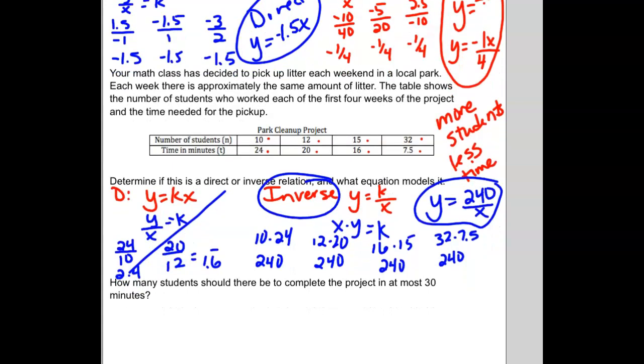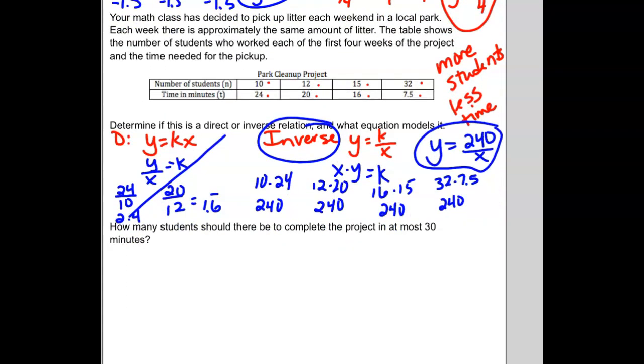So now figure out how many students should there be to complete the project in at most 30 minutes. Go ahead and pause the video and see what you can set up for this. All right, now, hopefully you paid attention to, we want at most 30 minutes. So remember our time here was our y coordinate. We used x and y. We could have used the t here and the n. So time was 240 divided by the number of students.